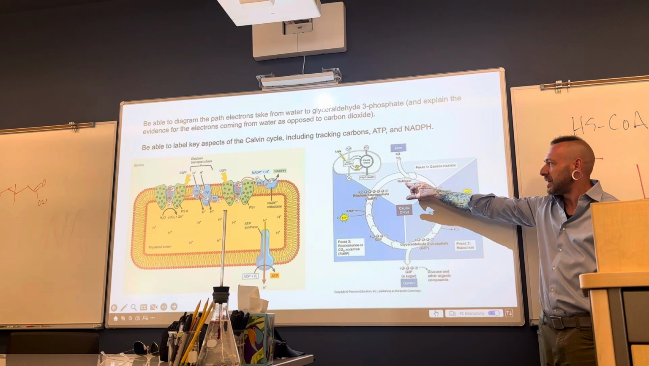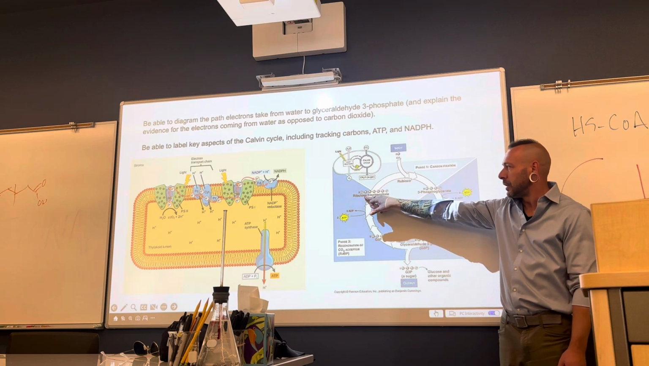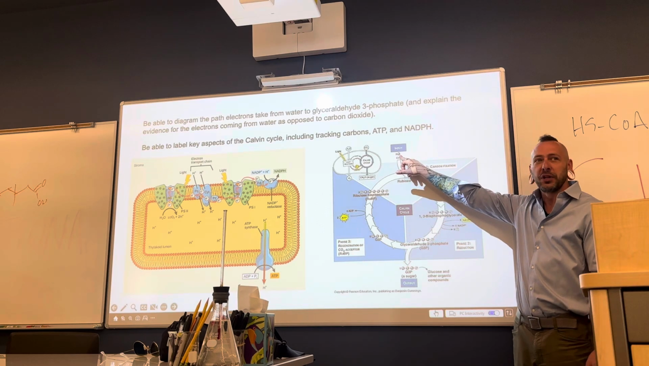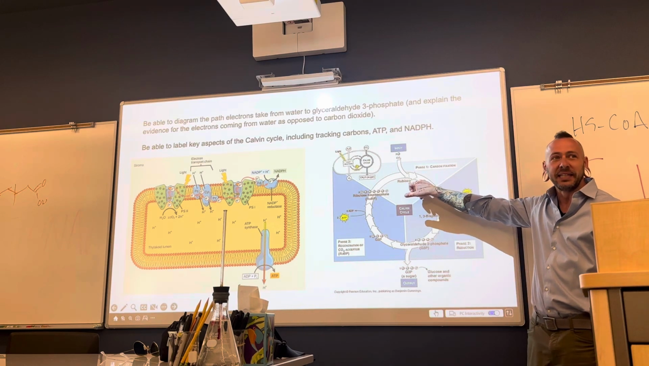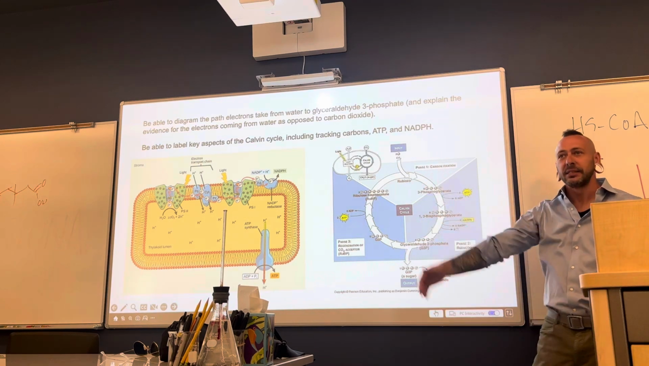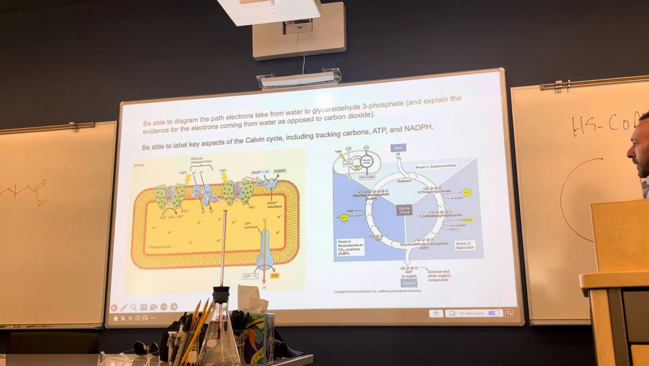Ribulose bisphosphate carboxylase. Because it takes ribulose bisphosphate, that's the first part of its name, and it combines it with carbon dioxide, that's what a carboxylase does. So the very name of the enzyme is exactly what it does. It attaches carbon dioxide to ribulose bisphosphate.